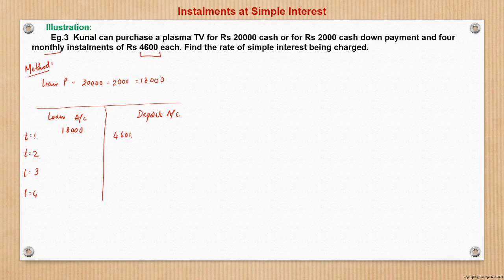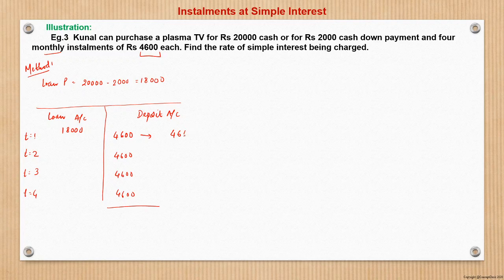So 4,600, 4,600, 4,600, 4,600, right? We do it a bit fast. So what will be the value? We have to find the value of R. So this will be nothing but 4,600. This is being deposited at the end of first period, and we are seeing the position at the end of fourth period. So this will earn interest for 3 periods, 3 months.